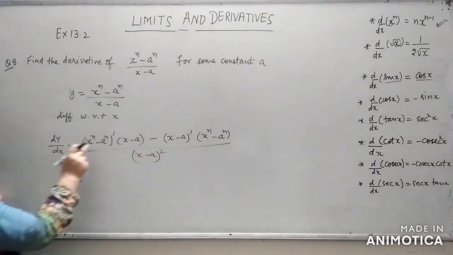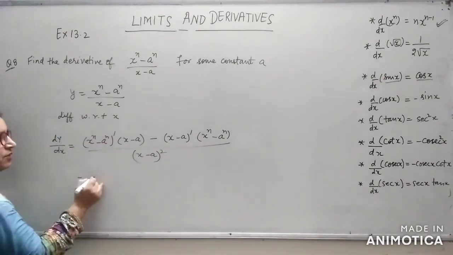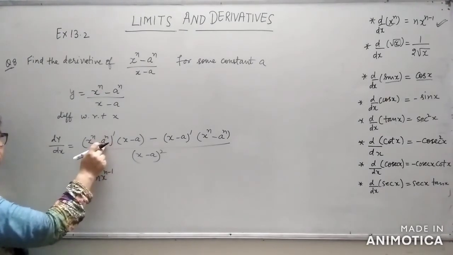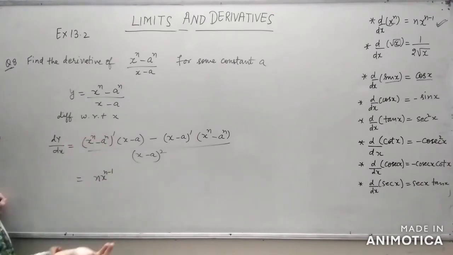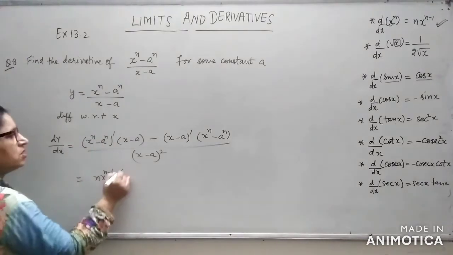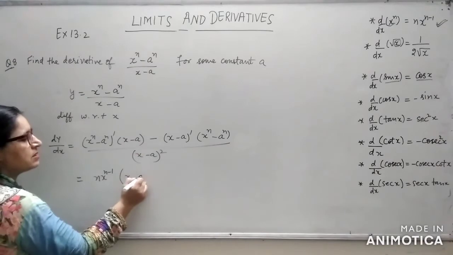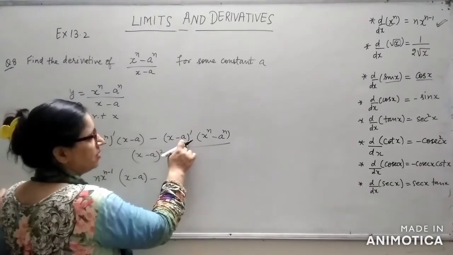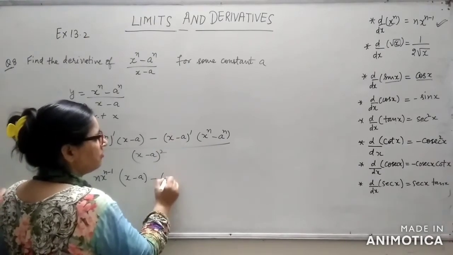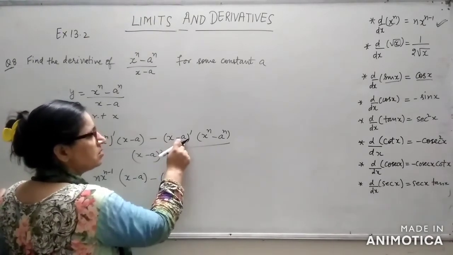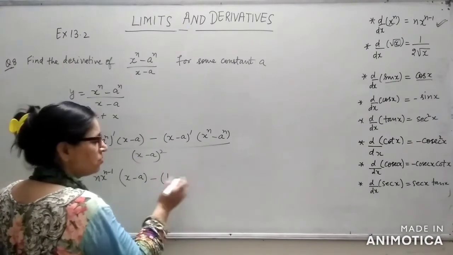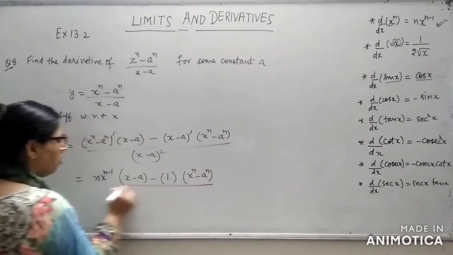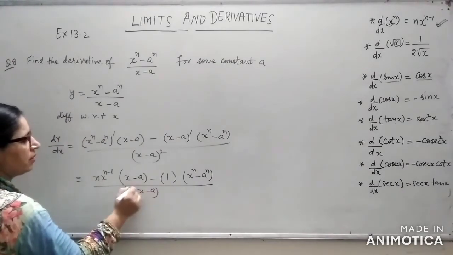First of all, we will take the derivative of this. The derivative of x raised to power n is n x raised to power n minus 1, minus the derivative of a raised to power n. a is a constant, so its derivative will be 0. No need to write it. Now this is x minus a, as it is. When you take the derivative of x minus a, the derivative of x is 1 minus the derivative of a, that is 0. So no need to write it. So now x raised to power n minus a raised to power n upon x minus a whole square.